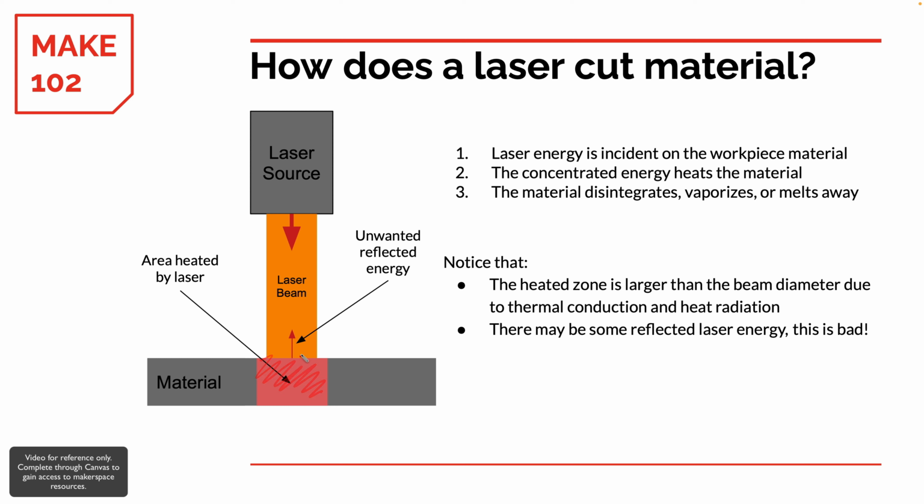So a few things to notice. There is some reflection, some amount of laser energy is reflected. This is something that we do not want. And also, the zone that gets heated is wider than the laser beam. So the way this works is the material heats up and the material either disintegrates, vaporizes, or melts away. So we are essentially obliterating the material here by melting it in most cases.